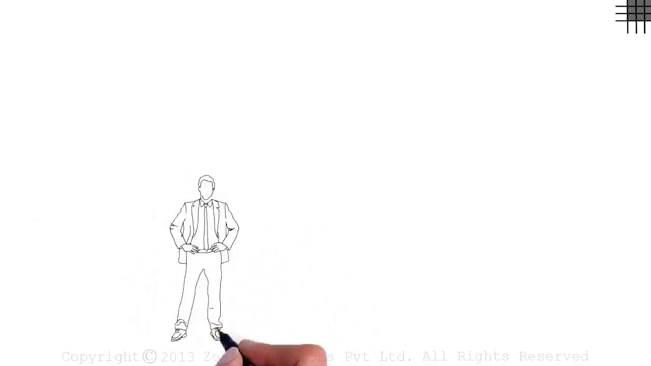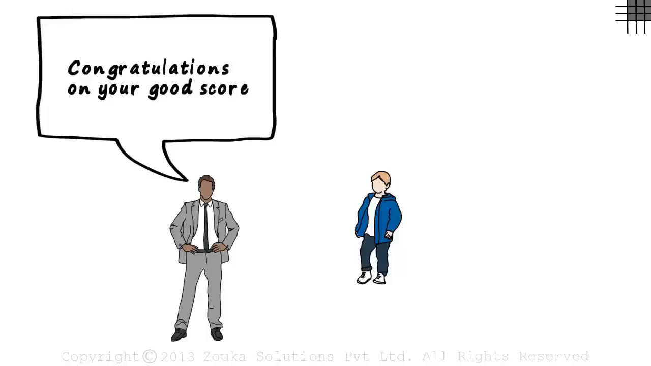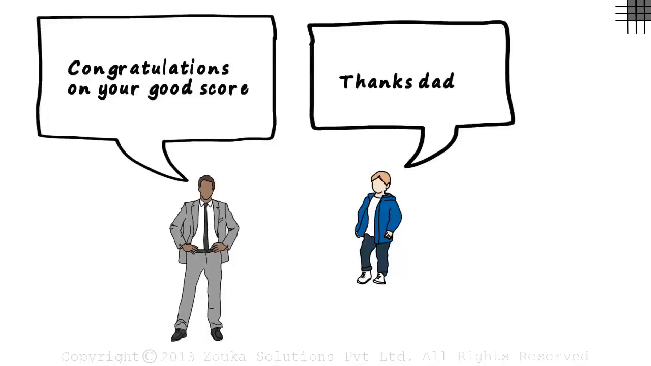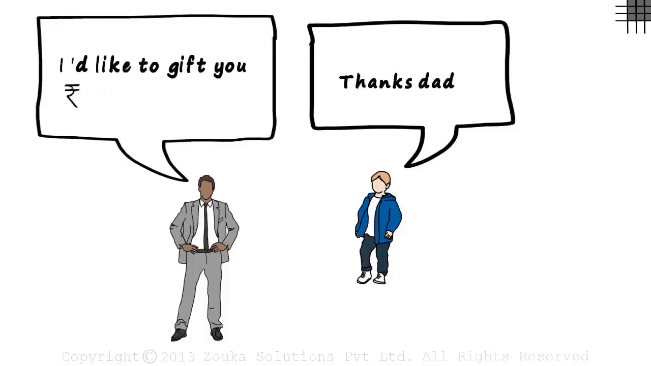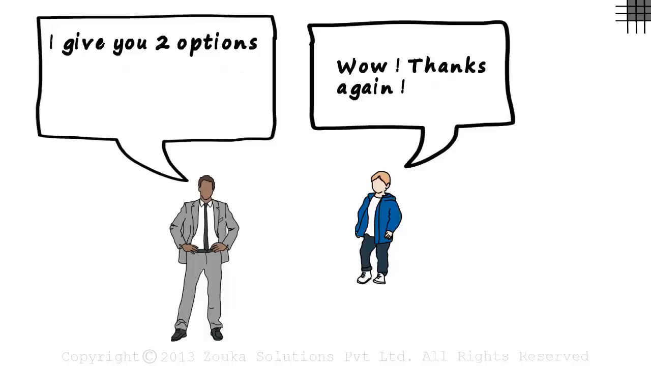So Gaurav's dad congratulates him on his good score in mathematics. Gaurav thanks his dad and, of course, asks for a gift in return. His dad willingly says yes and tells Gaurav that he will be getting a gift of 1000 rupees. Gaurav is elated and his dad then tells him, "Okay, son, I give you two options.